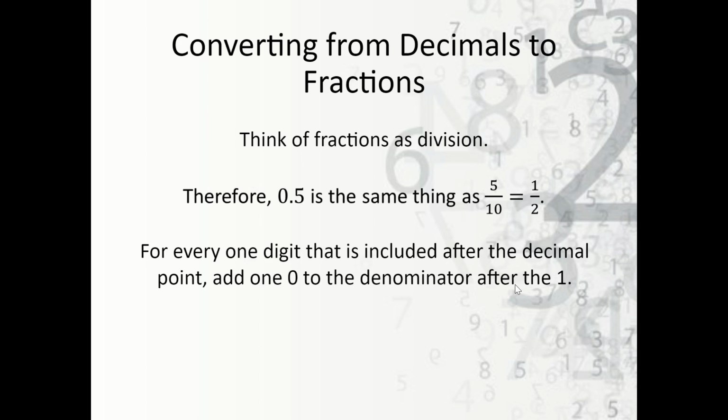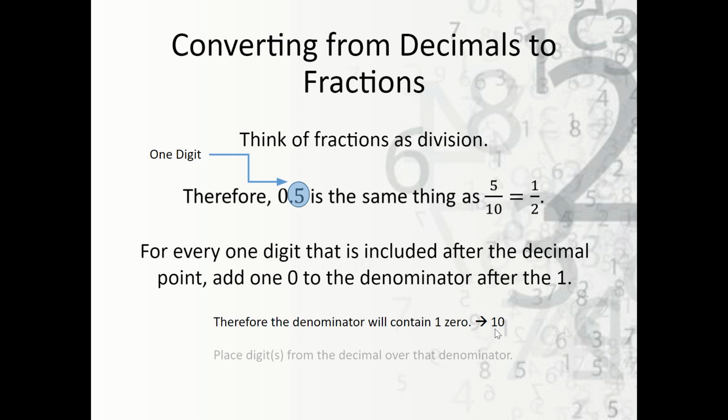So for every one digit that is included after the decimal point, add 1 0 to the denominator after the 1. So there's one number after the decimal point, so I know I'm going to have 1 0. So my denominator would be 10. And then I place this digit over the denominator, so it would be 5 over 10.